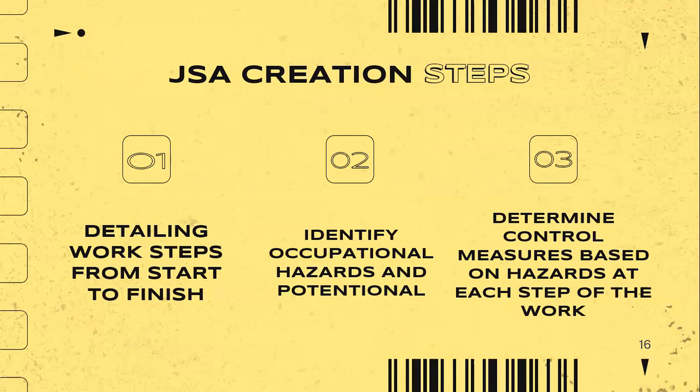JSA creation steps. First, detailing work steps from start to finish. Second, identify occupational hazards and potential. Third, determine control measures based on hazards at each step of the work.